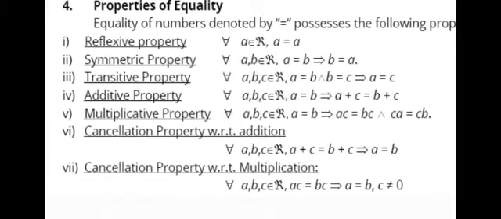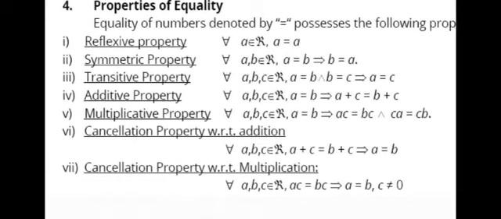सिमेट्रिक प्रॉपर्टी: ए इज इक्वल टू बी एंड बी इज इक्वल टू ए. ट्रांजिटिव प्रॉपर्टी: ए इज इक्वल टू बी, बी इज इक्वल टू सी, एंड वी कैन राइट ए इज इक्वल टू सी. एडिटिव प्रॉपर्टी: ए इज इक्वल टू बी एंड यू कैन ऐड सी टू बोथ साइड. मल्टीप्लिकेटिव प्रॉपर्टी: सेम लाइक एडिशन, वी मल्टीप्लाई with C to both side.